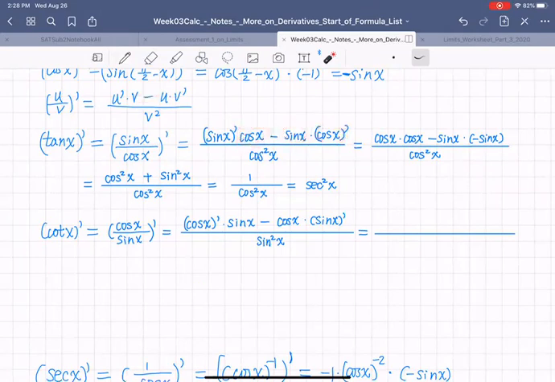The sine x derivative is cosine x. And minus sine x times the cosine x derivative, which is negative sine x, right? So this is cosine squared x, and this is positive sine squared x. What is this? It's 1, the trig identity. So we get 1 over cosine squared x. 1 over cosine x is secant x, so this is secant squared x. Does that make sense? Yes.